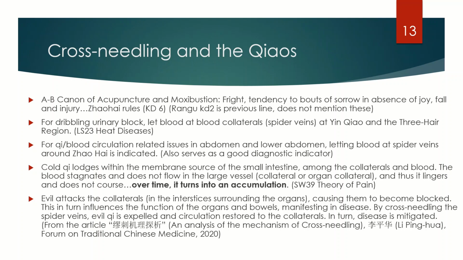And so just so we're clear on how this all works, there's a good analysis of the mechanism around cross needling. It says, when evil attacks the collaterals in the interstices surrounding the organs, it causes them to become blocked. This in turn influences the functions of the organs and bowels, manifesting in disease. By cross needling the spider vein, evil qi is expelled and circulation restored to the collaterals. So what we can think of as the evil qi being expelled is just this circulation being restored, basically, by bleeding at the spider vein.